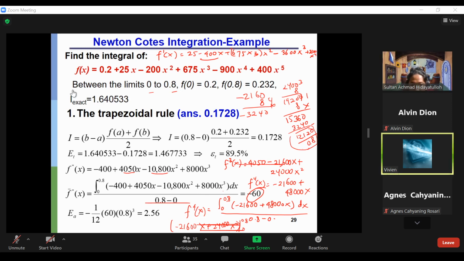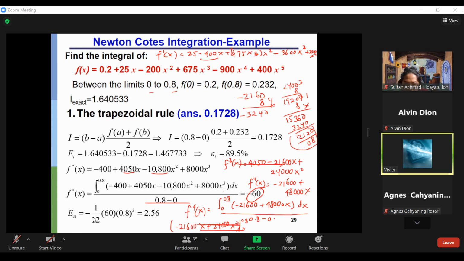Okay. So here is a calculation of the approximation of the error if we don't have the true value. In this case, we have the true value, so we can directly calculate the true error. But in some cases, we don't have the true value. So in that case, we can approximate the error with this value.